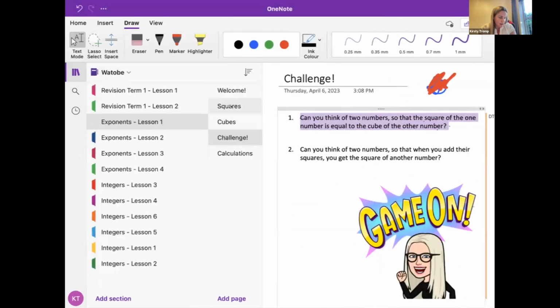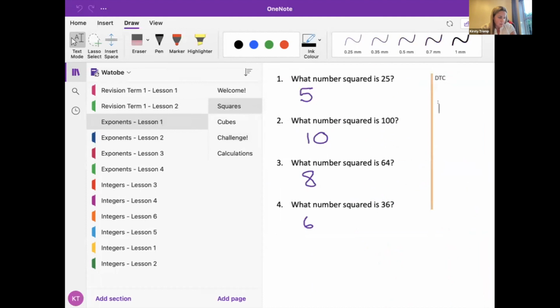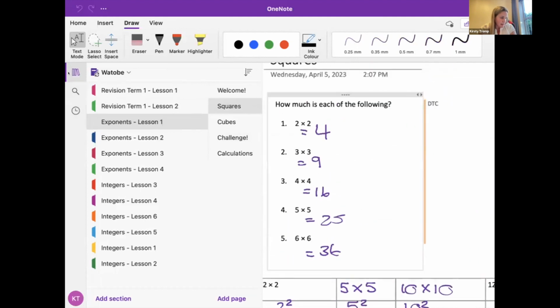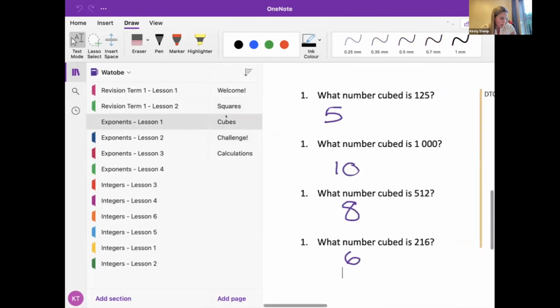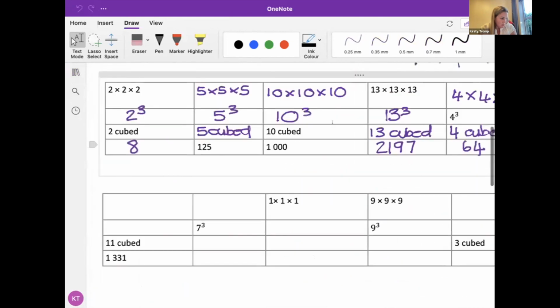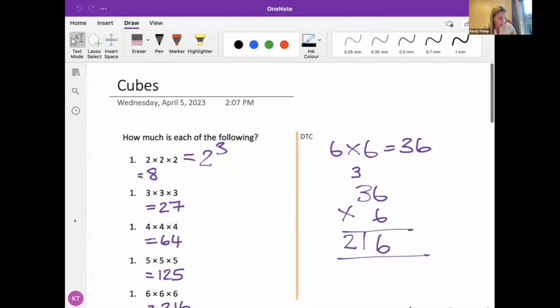2 to the power of 3. Let's go there. So we were doing cubes, hey? So 2 to the power of 3 is the same thing as saying 2 times 2 times 2. You are 100% right.